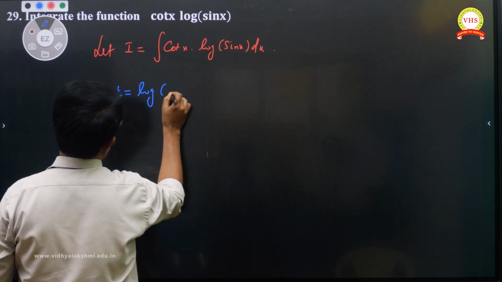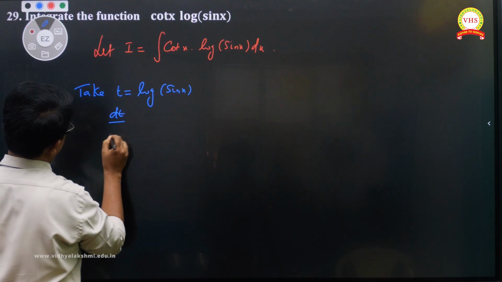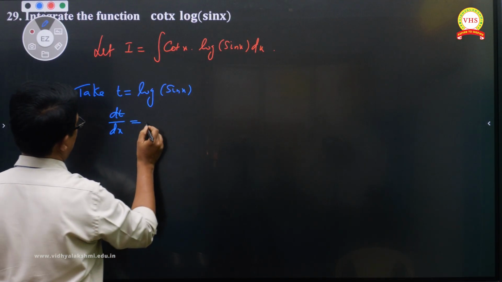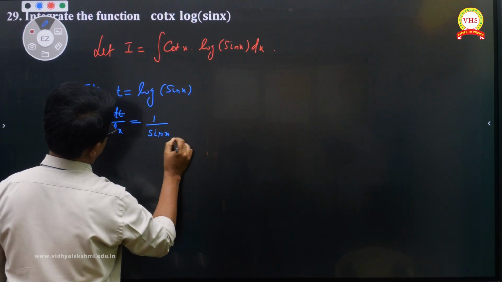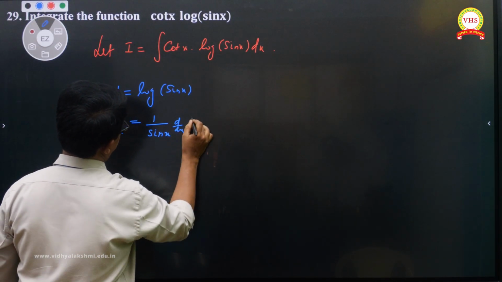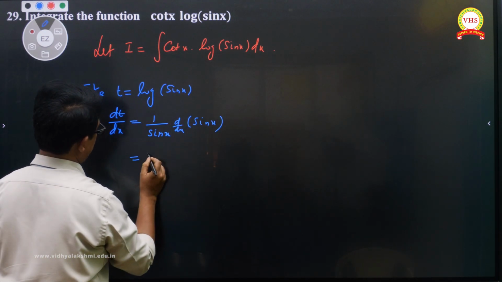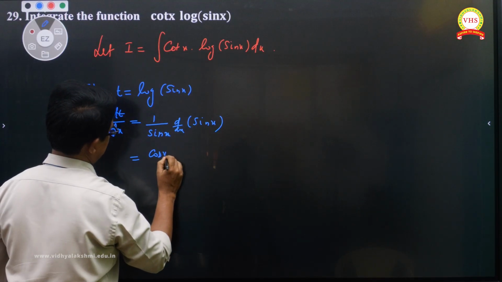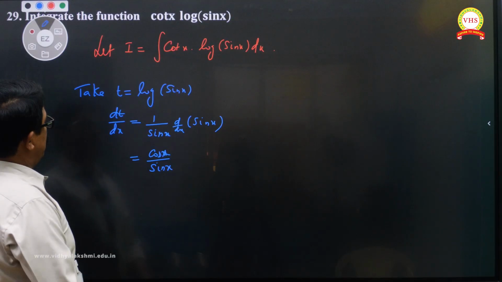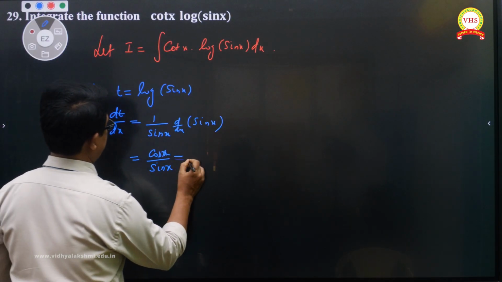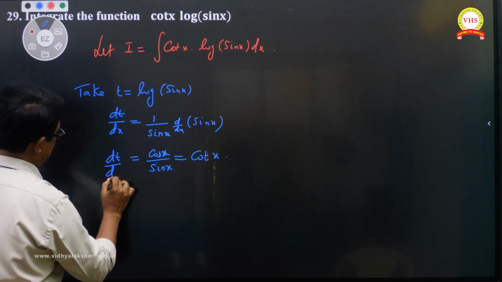Log of sin x, then dt divided by dx is equal to 1 by sin x into the derivative d by dx of sin x. Shall I write directly? Okay, I will continue. Now, the derivative of sin x is cos x, so cos x by sin x. Student, any doubt? Yes, finally, cos by sin is going to become cot x. This is dt divided by dx.